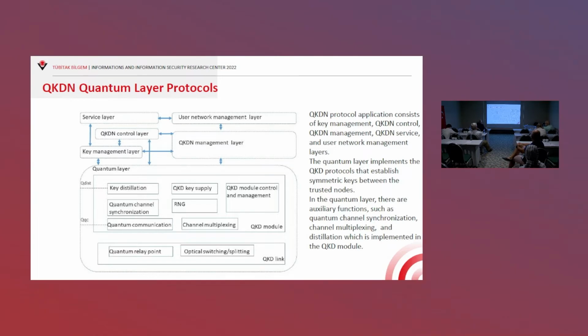As we said, in terms of the network architecture, the quantum layer in all these protocols handles the generation of qubits, encoding the qubits, random number generation. We are going to see other post-processing, which we'll call key distillation. All of these are implemented in the quantum layer.